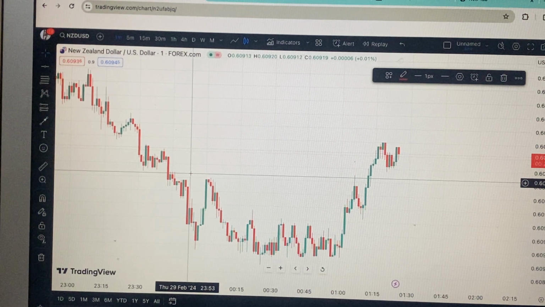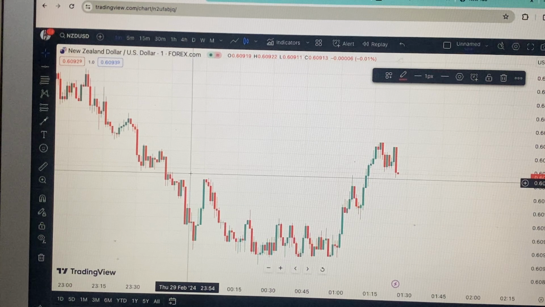So don't forget, we have the resistance zone, we have the support zone, we also have the ranging zone. And don't also forget, we have the time frames: the monthly time frame, the weekly time frame, the daily time frame, the 4 hours, 1 hour, 30 minutes, 15 minutes, 5 minutes, and 1 minute time frame. So all these time frames depend on what type of trader you want to be.